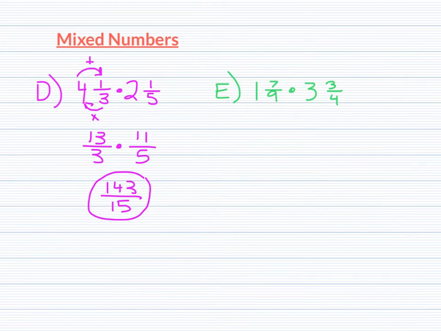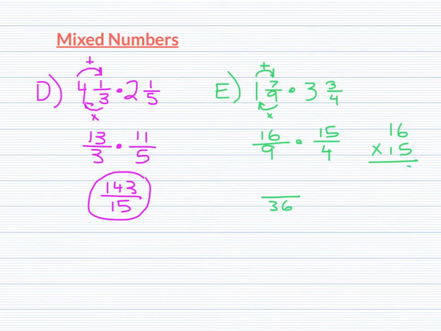Same thing here with example E. Turn these into improper fractions. Multiply and then add. 9 times 1 is 9. Plus 7 is 16, so we get 16 over 9. Times 3 times 4 is 12. Plus the numerator is 15 over 4. Now, when I multiply this, I know my denominator is going to give me 36. 4 times 9. And I might have to work out 16 times 15.